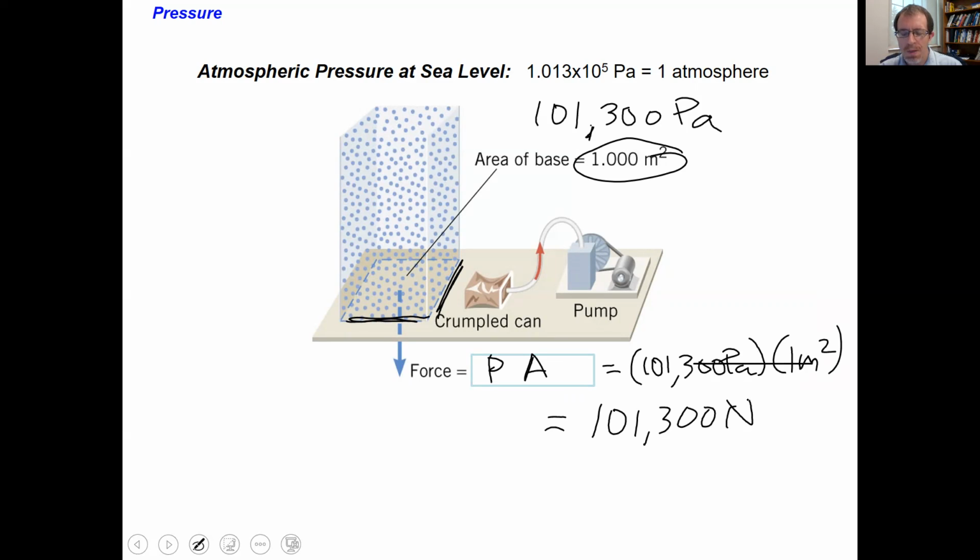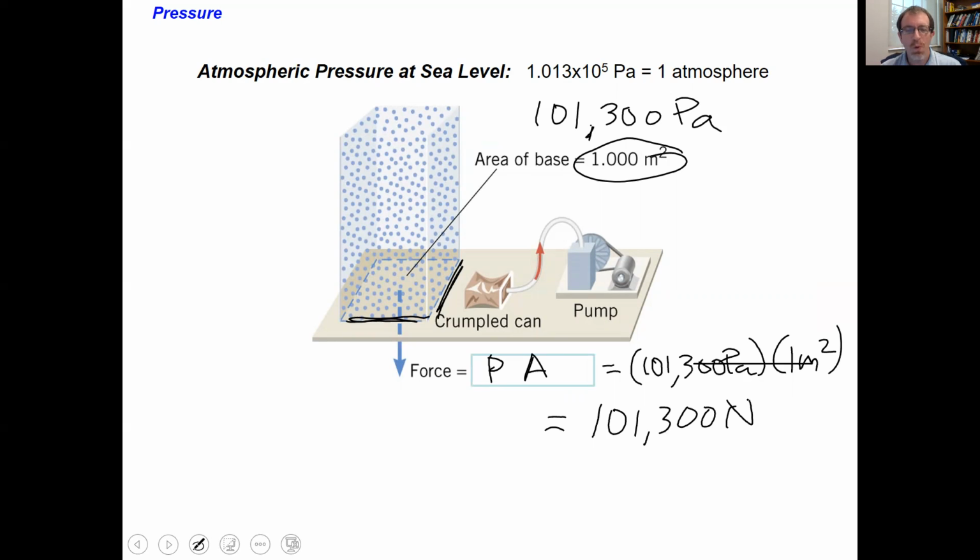What does that mean? That means that the force that the air pressure is actually exerting on the ground is equivalent to the weight of a 10,000 kilogram object, which again is huge. Air pressure is tremendous. It creates a tremendous amount of force. And if it's not balanced, things get crushed.